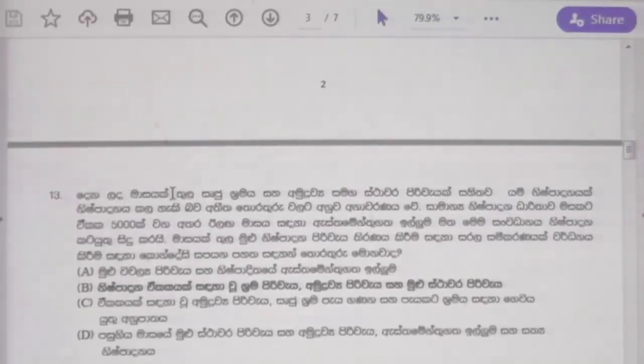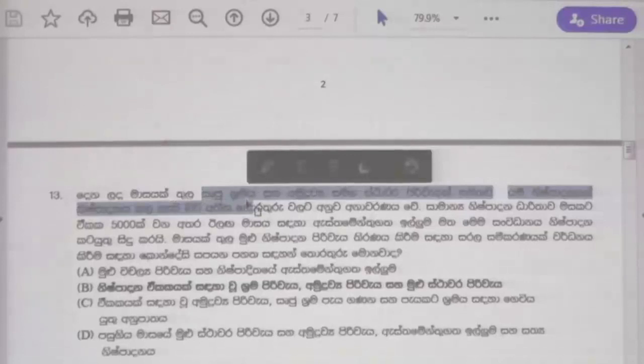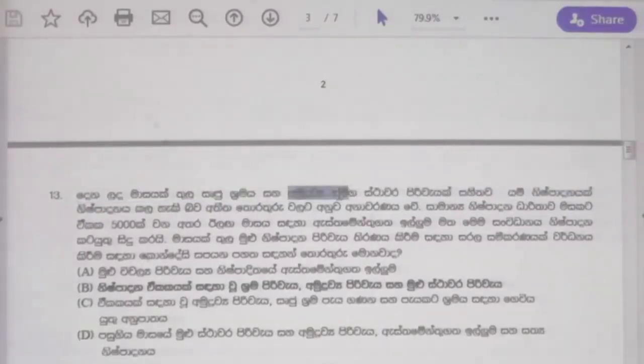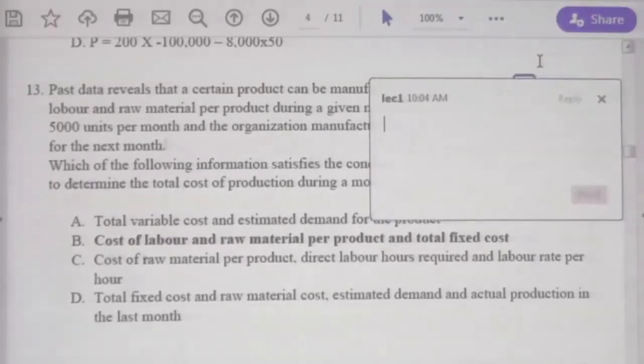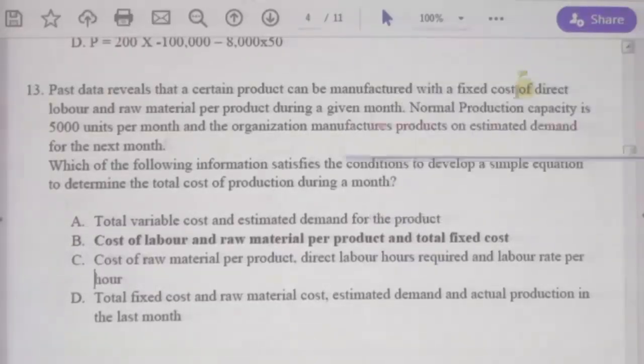එතකොට fixed cost and direct labor and direct material. That would be the question, right? Therefore, here past data reveals that a certain product can be manufactured with fixed cost, comma, right? This should be comma, and then direct labor and raw material per product during the given month.